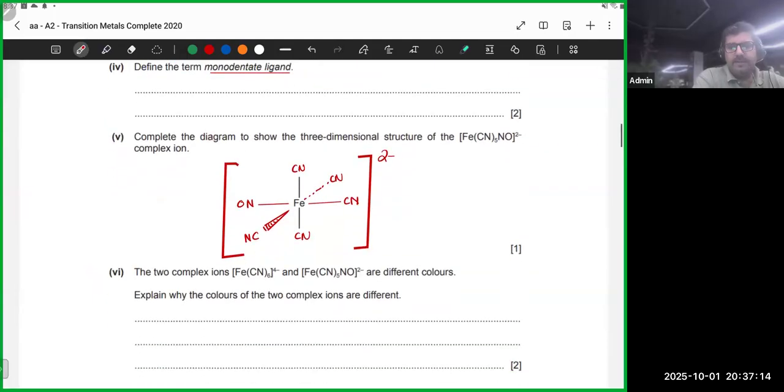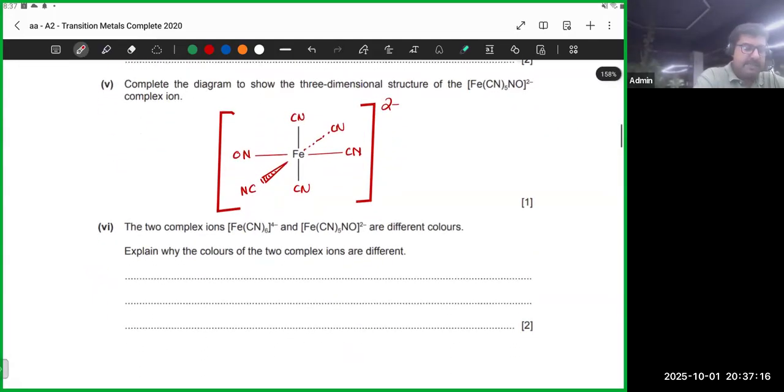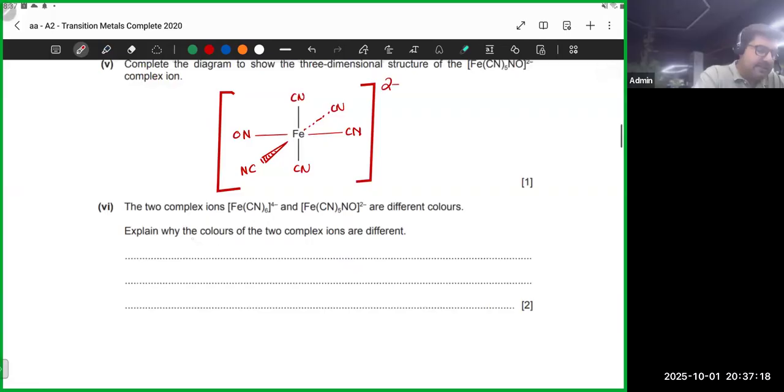Okay, the two complexes are different colors. Explain why the colors of the two complexes are different. So again, it's the same question, and it's going to be the same answer. Now this time it's 2 marks. The only variation is sometimes it's going to be 2 marks, sometimes 3 marks, sometimes 4 marks. So sometimes they're looking for lesser detail. You just write the whole thing.